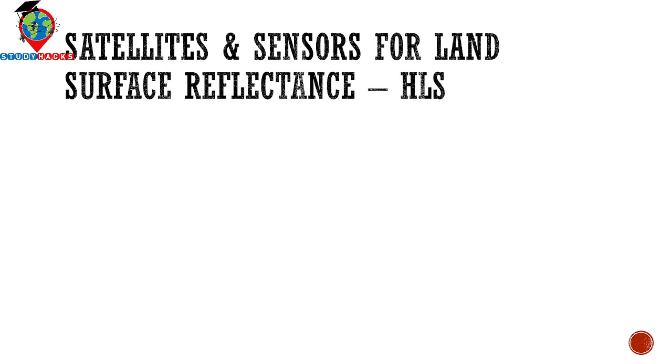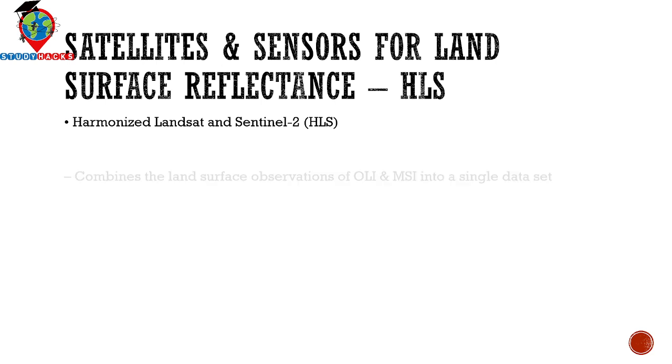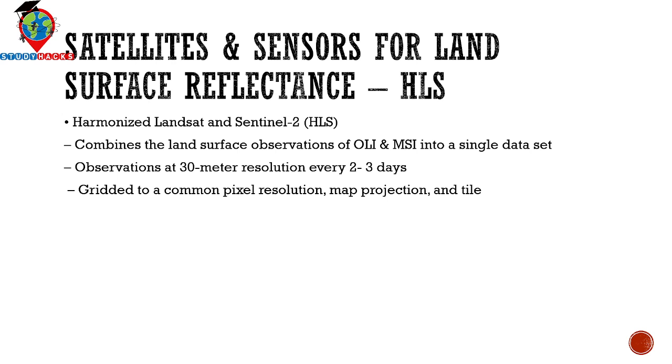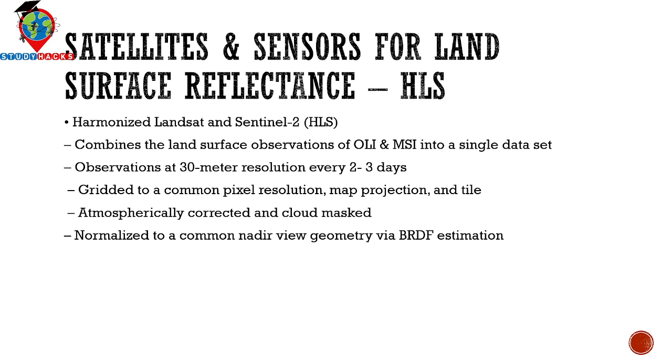Now we talk about HLS, the Harmonized Landsat and Sentinel-2. HLS is useful for combining the land surface observations of OLI and MSI into a single dataset, with observations at 30 meter resolution every 2 to 3 days, gridded to a common pixel resolution, map projection, and tile, atmospherically corrected and cloud masked. That's why you can get very clear imagery, normalized to a common nadir view geometry, with BRDF estimation.